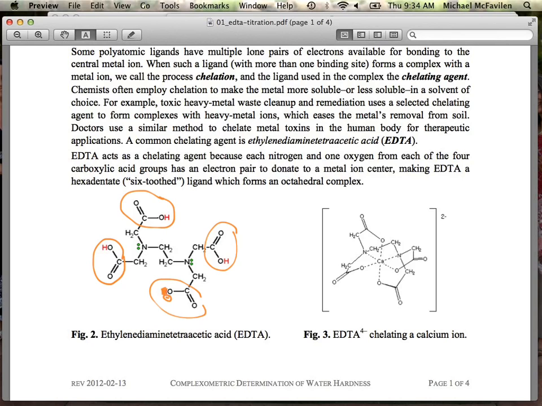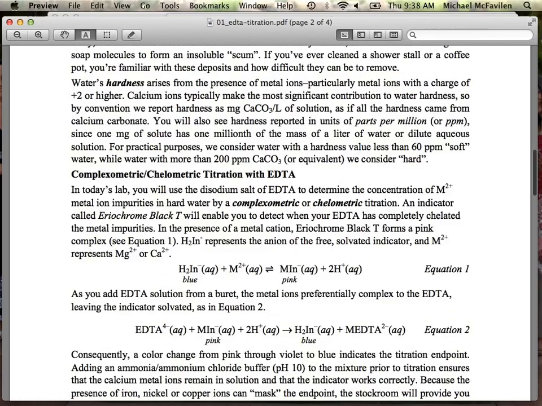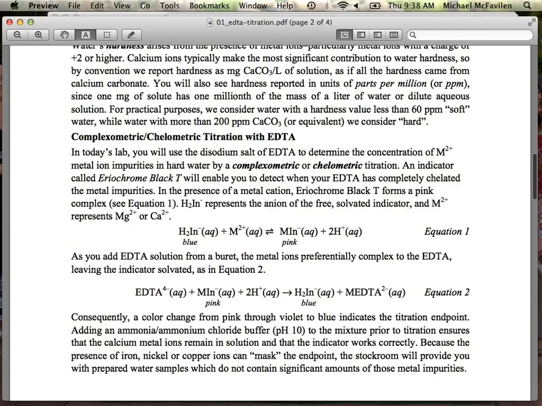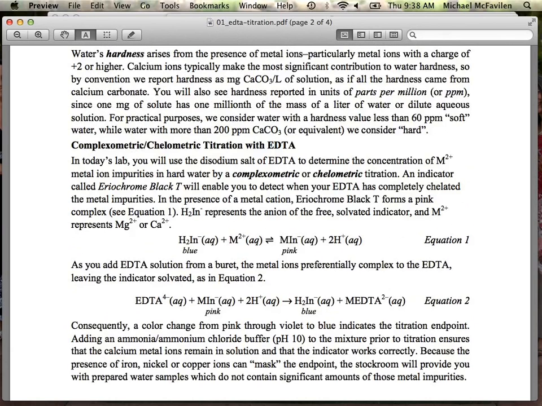So let's scroll to those equations so we can get an idea of what's happening. The first thing we'll be looking at is our indicator, which they've abbreviated here as H2IN, IN for indicator. When it's not bound to metal, so when it hasn't reacted with the metal yet, that indicator is blue. When we run through the reaction where the metal reacts with it, the metal swaps out for our hydrogen ions, and we get a pink color.